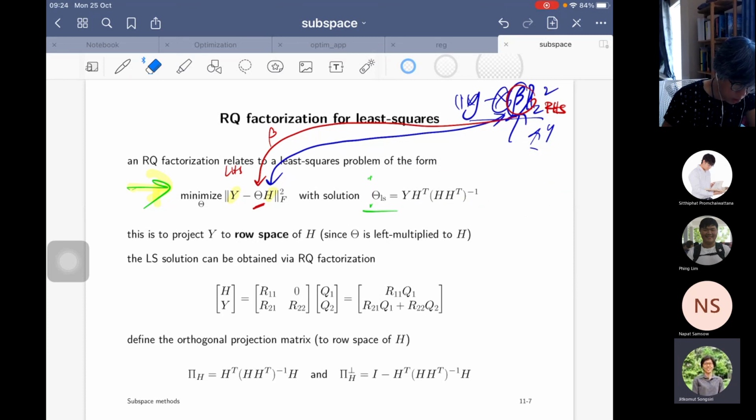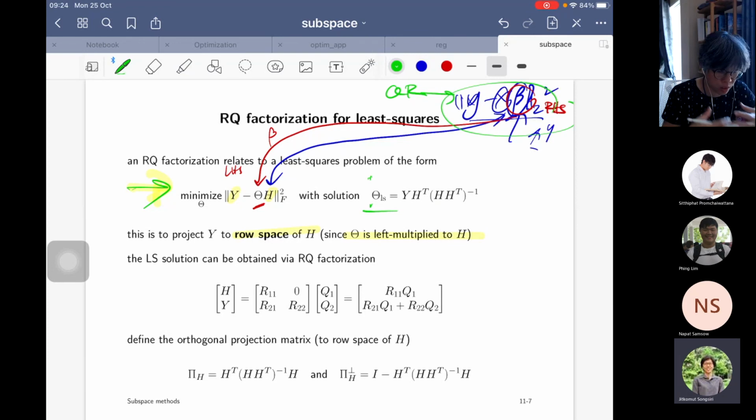Okay, so I would like to mention that this is the problem of projecting y onto the row space of H, because theta is left multiplied to H. So when we solve this least square, we will use RQ factorization, just the same way we explained in the least square lecture, where we use QR factorization in our least square form. So this is a least square in the matrix form. We use RQ. Suppose that you get the RQ factors. This is your R, this is your Q. This Q has orthonormal rows.